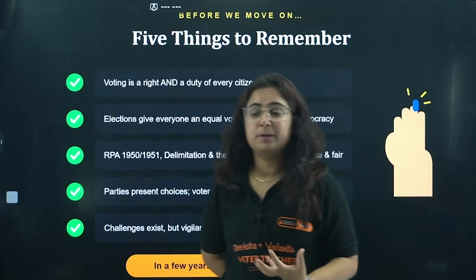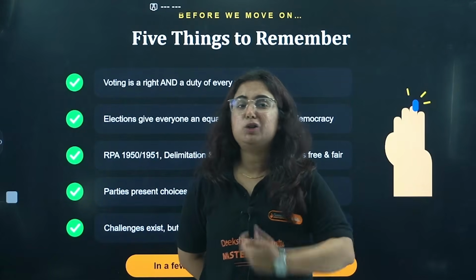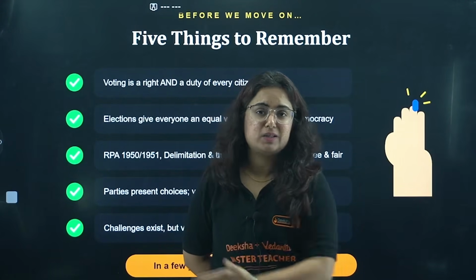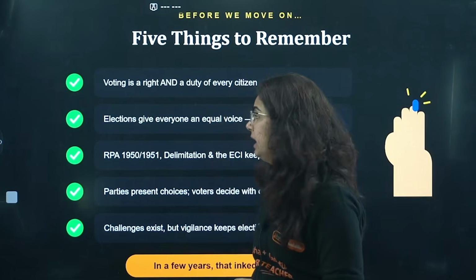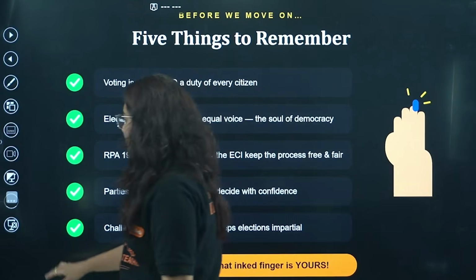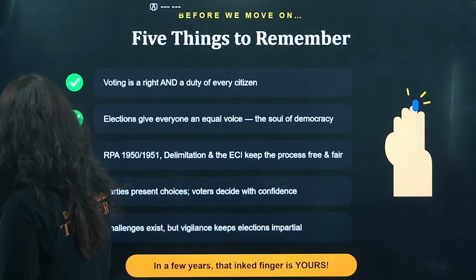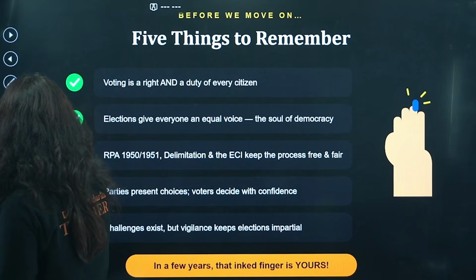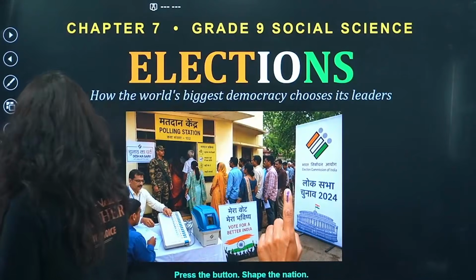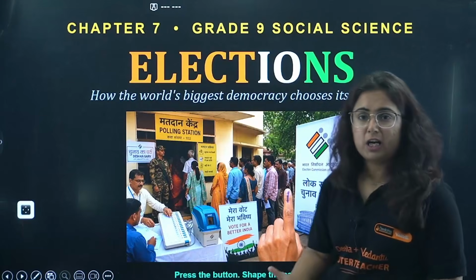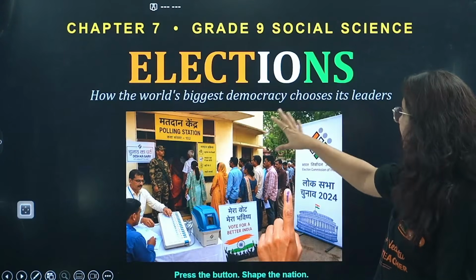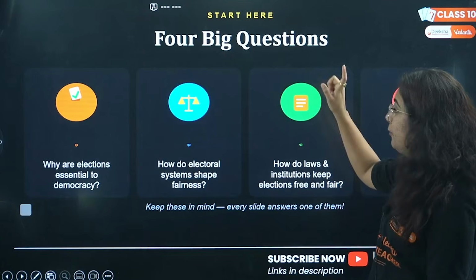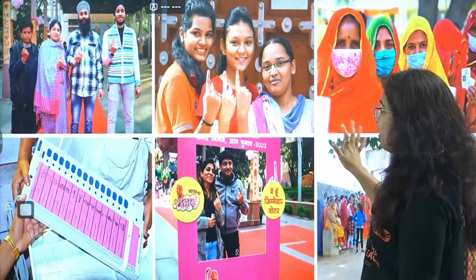I hope that I am able to do justice to this chapter with this video, and everything is crystal clear to you. We will go back to the starting of this video. Why are we going back to the start of the video? So that we can see if anything is missed or not. We started with how elections happen in the largest democratic country in the world. There were 4 big questions which we answered throughout this video.